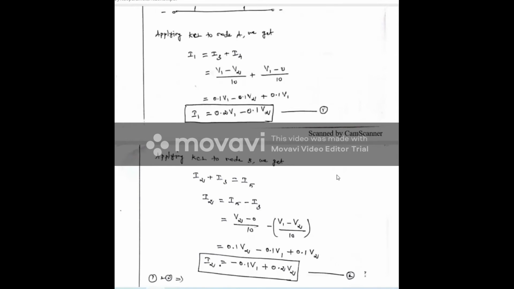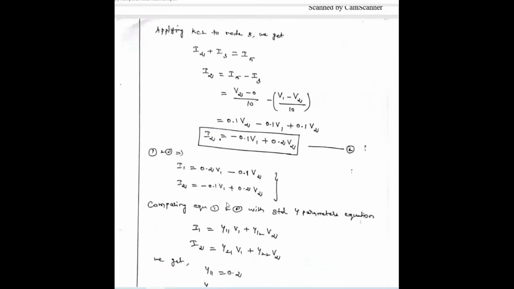Then we rearrange this. We will get the equation I2 equal to minus 0.1 V1 plus 0.2 V2. This is equation number 2. So equation number 1 and equation number 2 are the Y parameter equations. So we obtained the Y parameter equations.